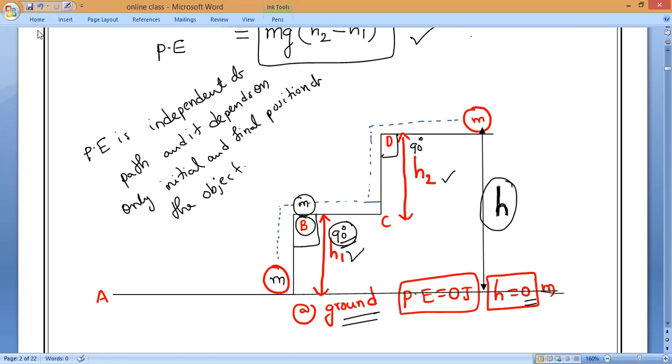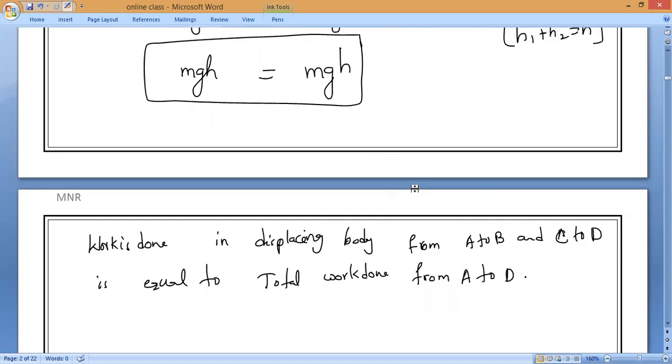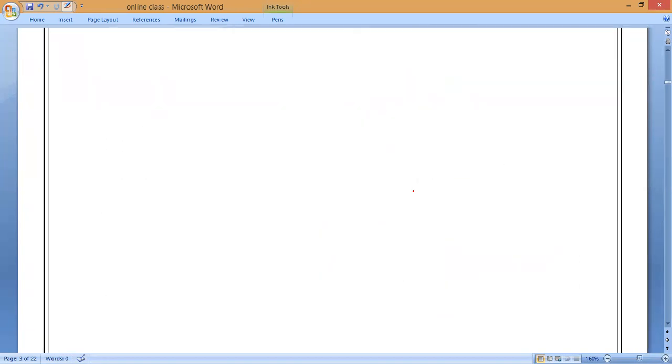Understand? Suppose this point is increasing like this, and let me take this point as D. Then from D to E also no work is done. Why? What is the reason? Because the force and displacement, what is the angle between them? 90 degrees. Okay.